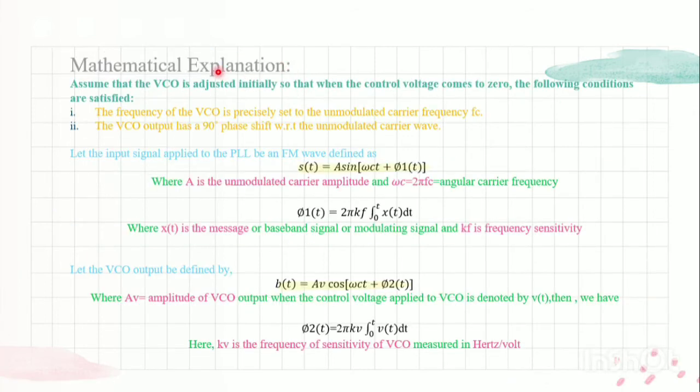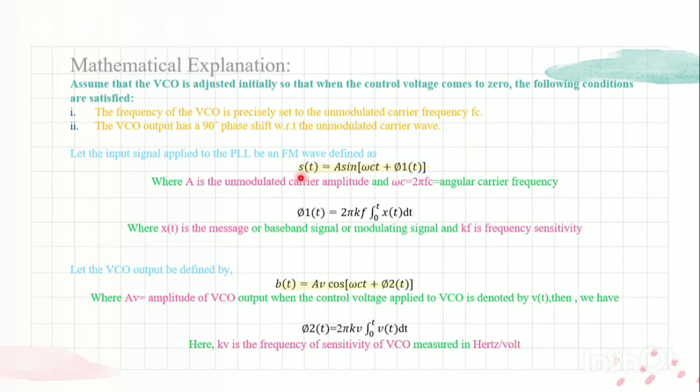Now coming to the mathematical explanation, assume that the VCO is adjusted initially so that when the control voltage is 0, the following conditions are satisfied. That is, the frequency of the VCO is precisely set to the unmodulated carrier frequency, and it has a 90-degree phase shift with respect to the unmodulated carrier wave.